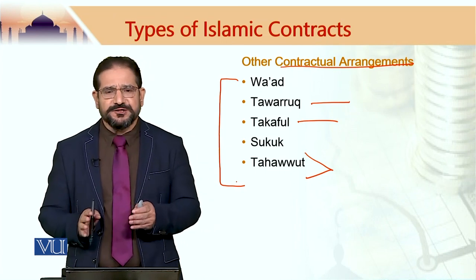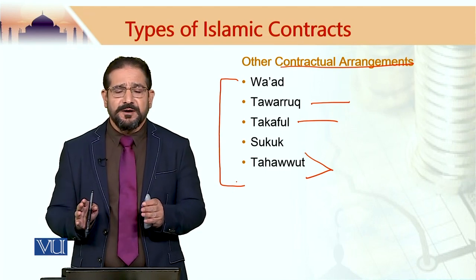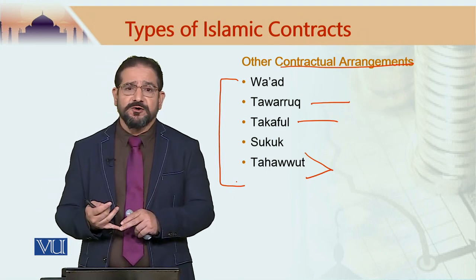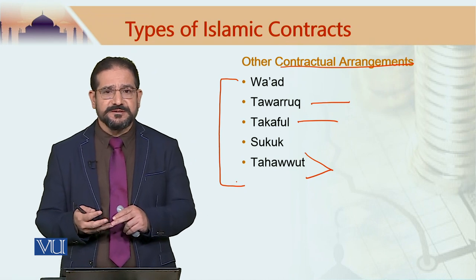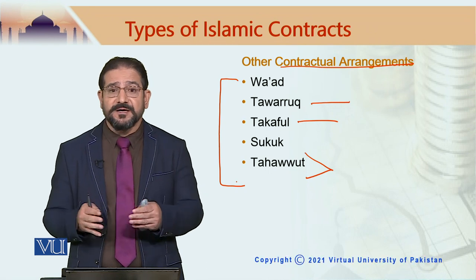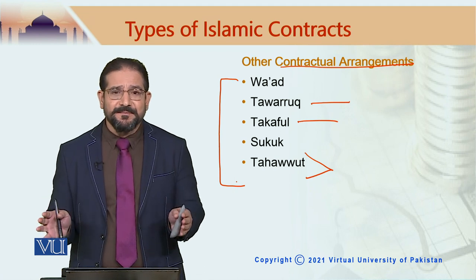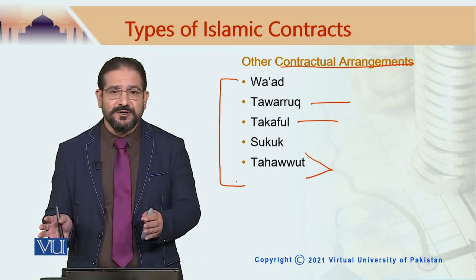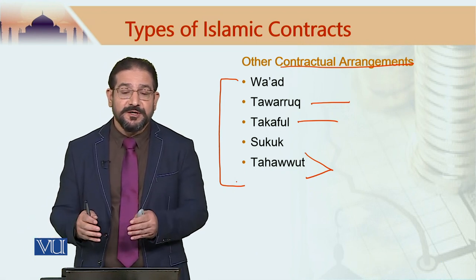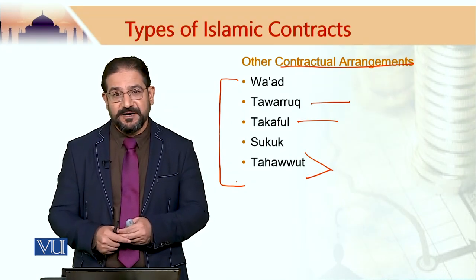So, in a nutshell, at the end, I must summarize that there are a number of types of Islamic contracts. They can be sale contracts, they can be leasing contracts, they could be investment contracts, and there could be a variety of supporting contracts. And in general, Islamic banking and financial products combine a number of contracts and arrangements to offer meaningful services to the users of Islamic financial services.